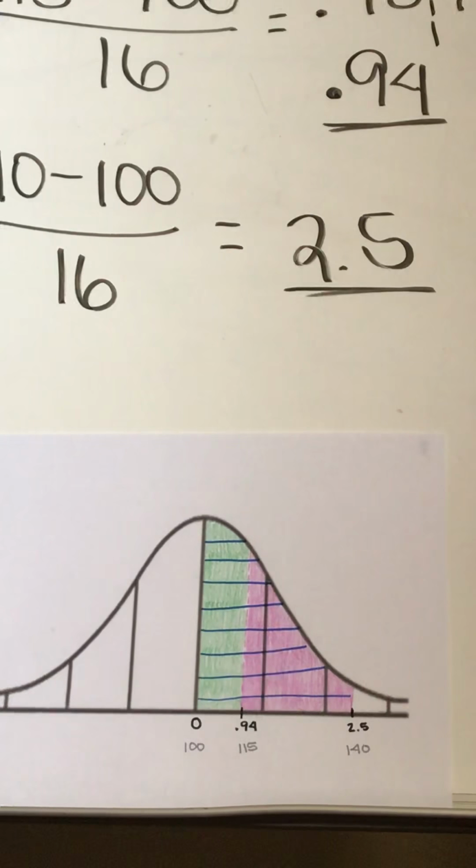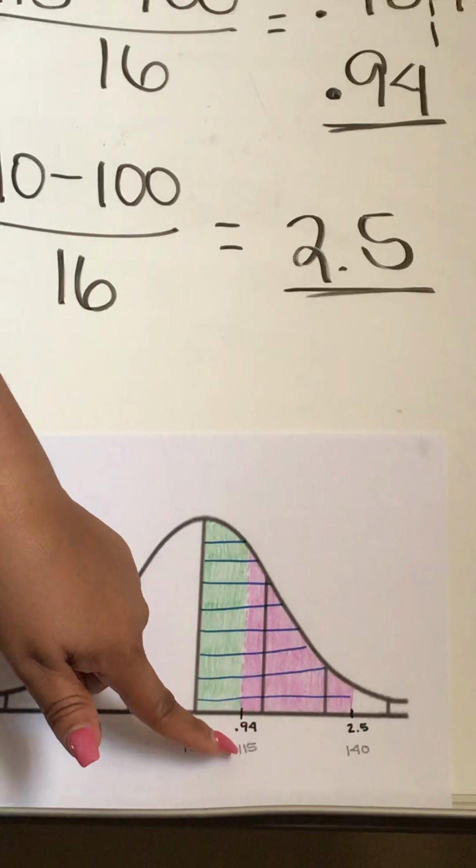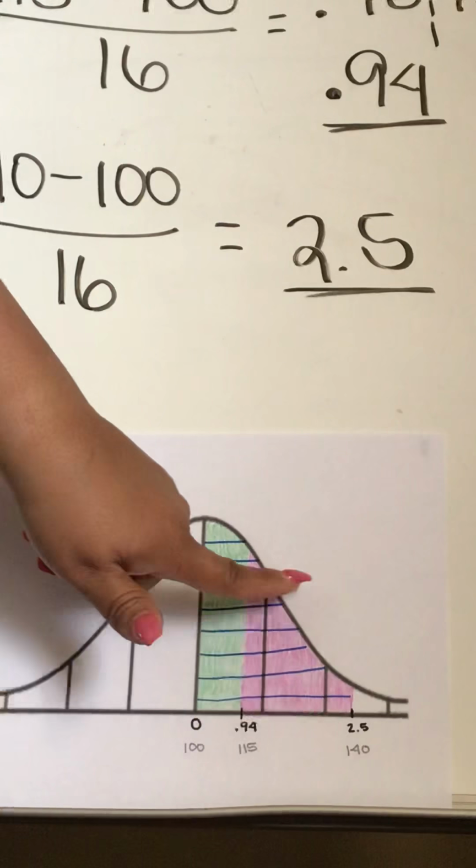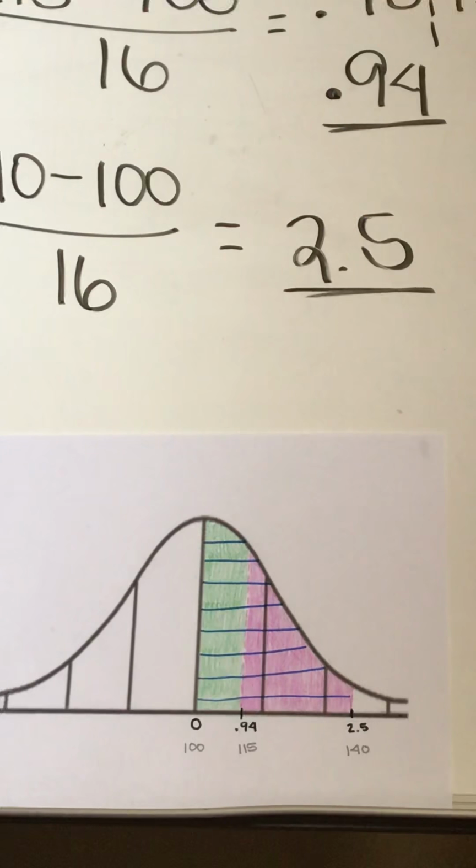So I wrote the real actual number line underneath it so you can see the corresponding z-score with its actual number. Now, the area of the shade that you are looking for is in purple. That's the shade. I want to know between 115 and 140. That's the purple shade.